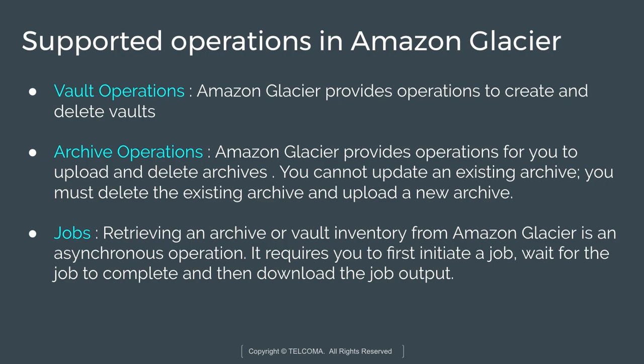So these are the supported operations in Amazon Glacier. First of all, we have vault operations. Now what is a vault? A vault description provides us information like when it is created, the creation date, the number of archives in a vault, the total size in bytes, and also the date Amazon Glacier generated this inventory. So Amazon Glacier provides operations so that we can create and delete our vaults.